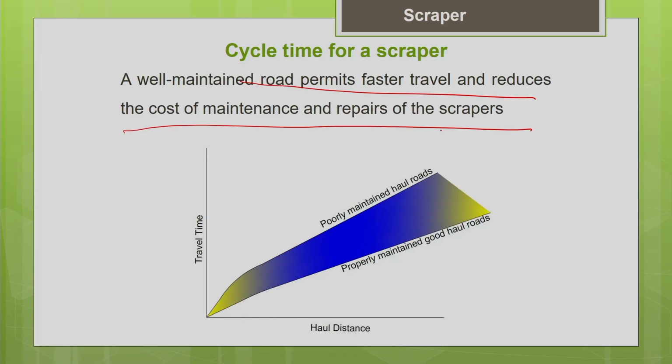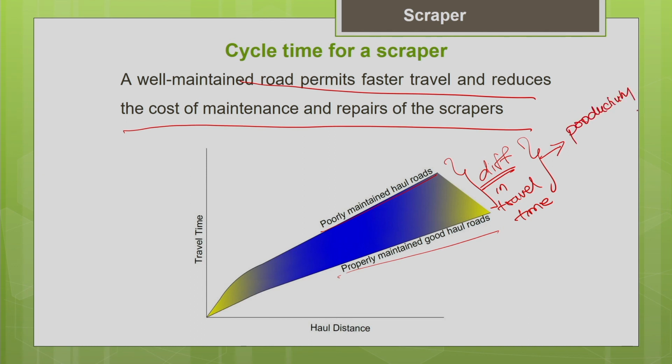So, you can see the difference in the travel time between poorly maintained haul routes and properly maintained good haul routes. In properly maintained haul routes, you can see that the travel time is very much less. So this much difference or saving in the travel time can have a significant effect on your productivity. You can have a significant enhancement of your productivity and a reduction in the cost associated.